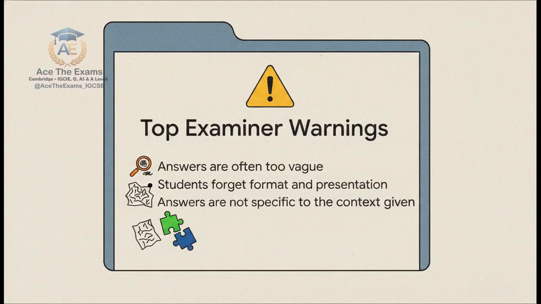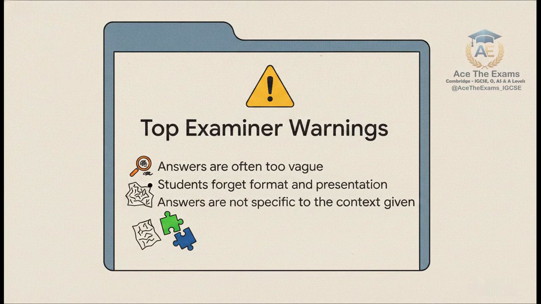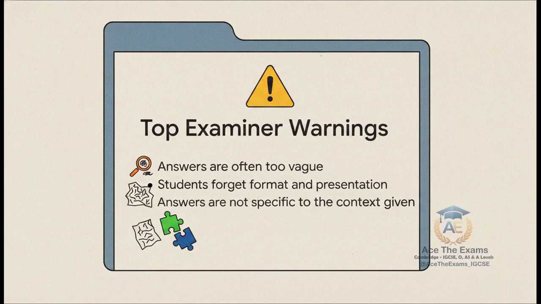If I put on my senior examiner hat for a second, let me reveal the top 3 fatal errors pulled straight from the principal examiner reports. These are the traps that cost students their grades every single year. Number 1, answers are just too vague. You have to explicitly state your principles. Confusing elastic and inelastic collisions is a classic vague mistake.